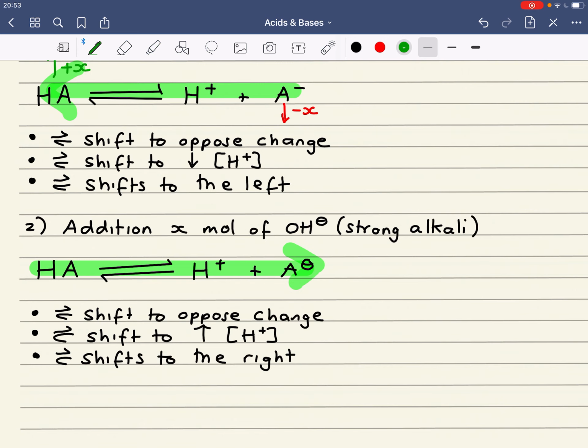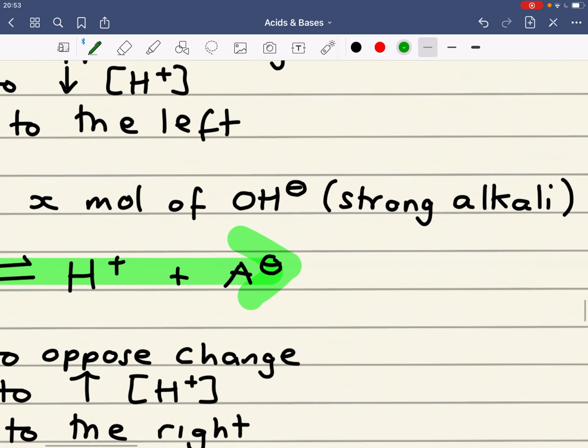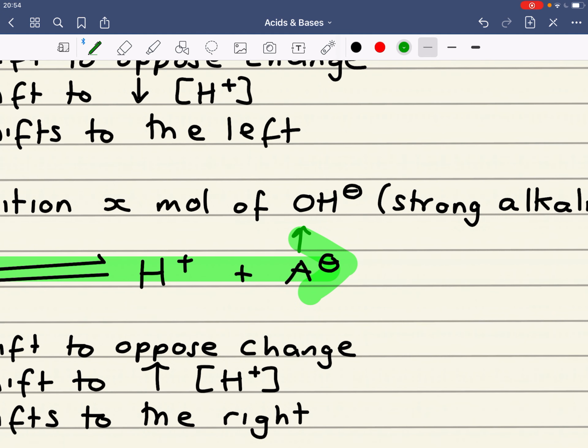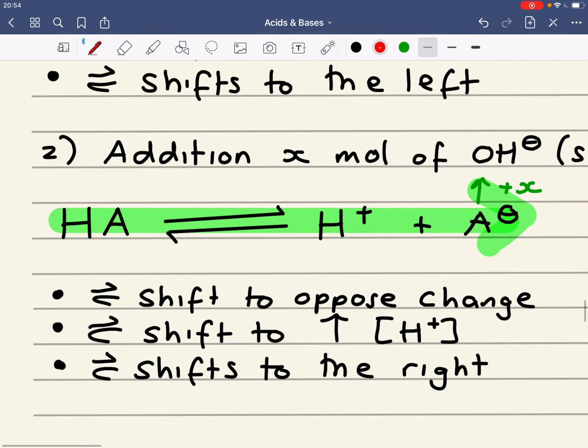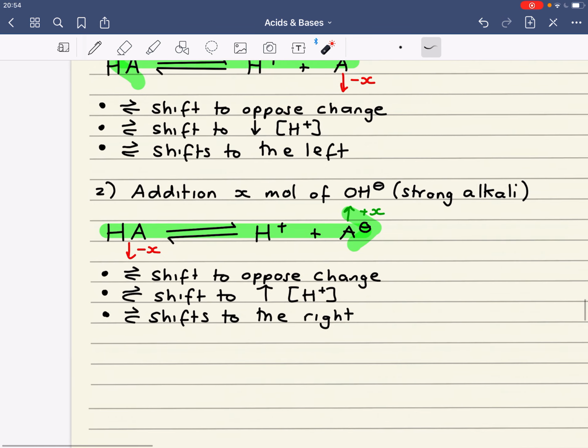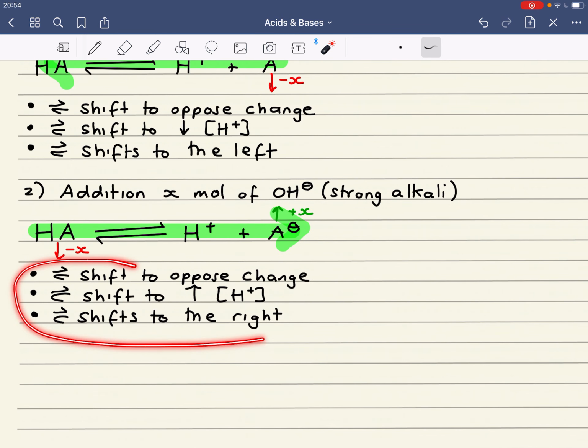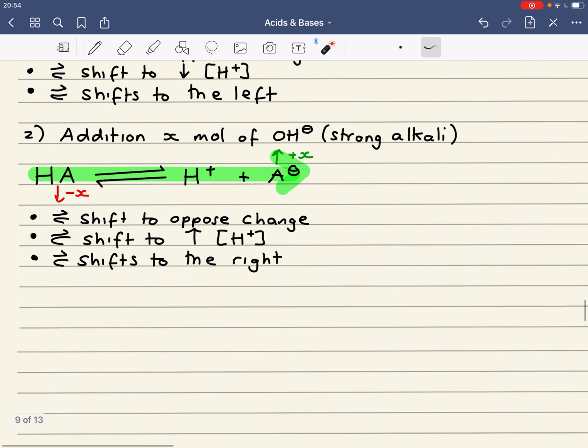And in doing so, if we're shifting it to the right, then the number of moles of A minus will increase by X. The number of moles of A minus will increase by this amount, and the number of moles of HA will decrease by this amount. So again, we've got the qualitative explanations here, and then we've got a bit of a heads up quantitatively how that's going to change the proportions of these buffers.